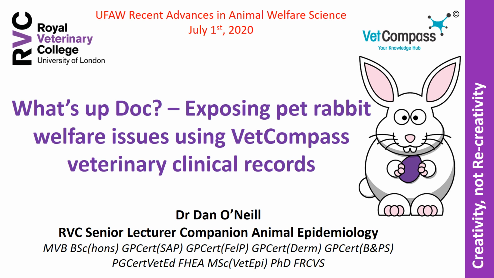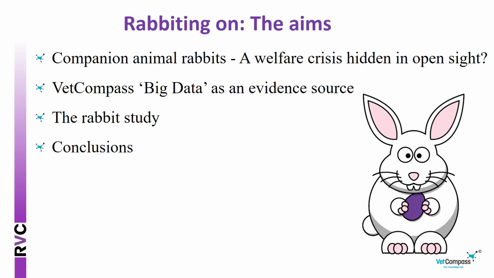My name is Dan O'Neill. I was a primary care practitioner for 2 decades before returning to the Royal Veterinary College, where I'm now one of the leaders of the Vet Compass program of research. During this presentation, we will explore some aspects of the wider question about companion animal rabbits, and we will ask whether they represent a welfare crisis that's hidden in open sight, but yet we just can't see it.